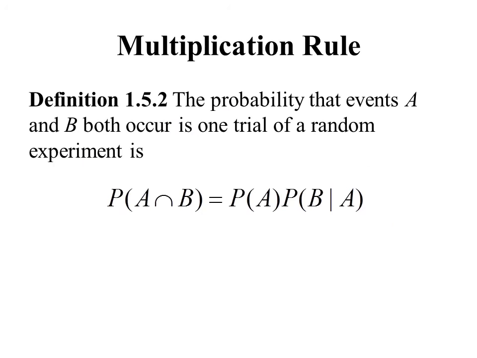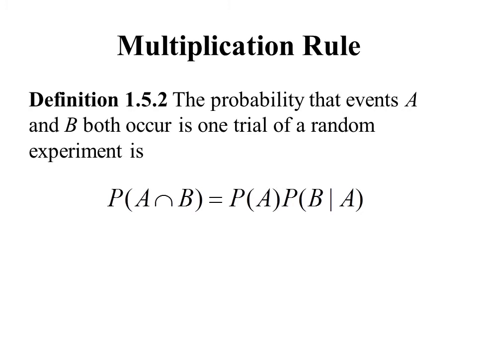Now we can rewrite this definition of conditional probability in the form of what we call the multiplication rule. And so this says the probability that events A and B both occur in one trial of a random experiment, P of A intersect B, is the probability of A times the probability of B given that event A has already occurred. So again, this rule simply comes from rewriting the definition of conditional probability and solving it for the intersection rather than the conditional probability.